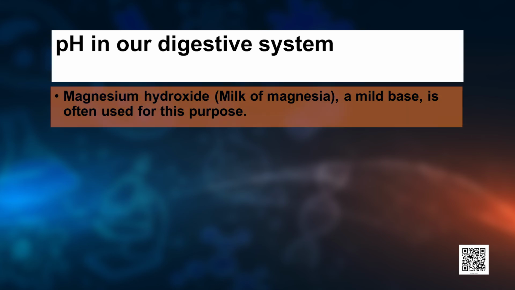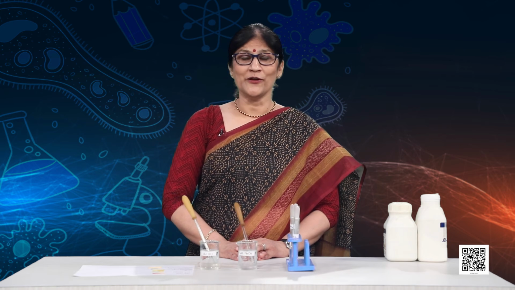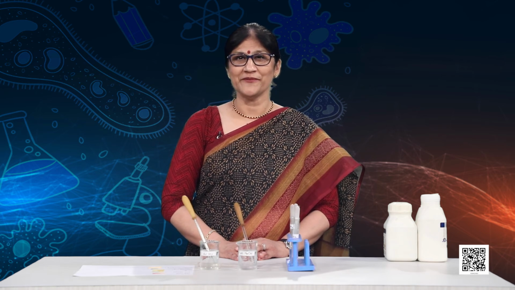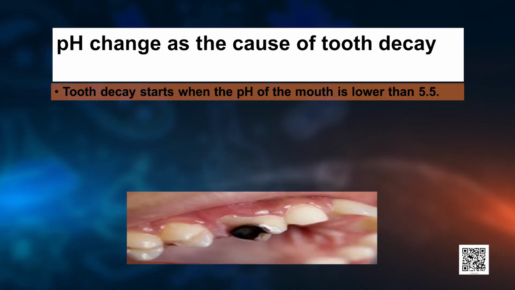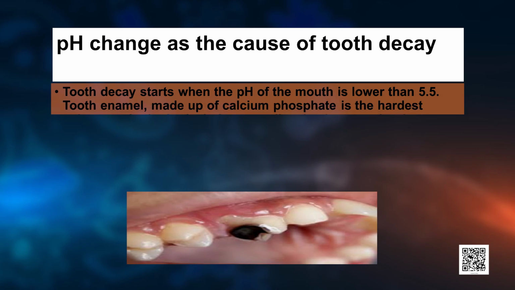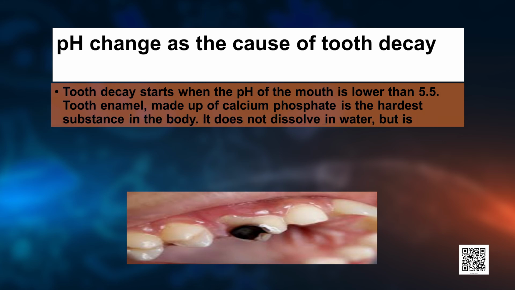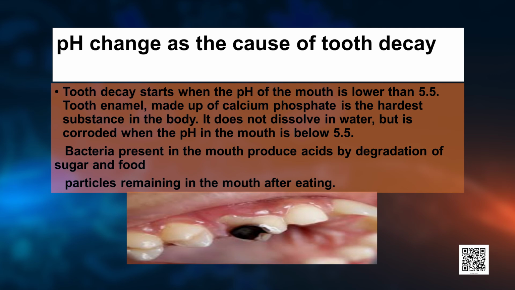And my dear students, I hope none of you is suffering from tooth decay, and if you are, that means you are not brushing your teeth properly. When the pH of the mouth gets lower than 5.5, it leads to tooth decay, because the tooth enamel, which is made up of calcium phosphate, which is the hardest substance in the body, starts reacting with the acid and starts decaying. So, for this, my dear students, you should brush your teeth regularly, in fact after every meal.